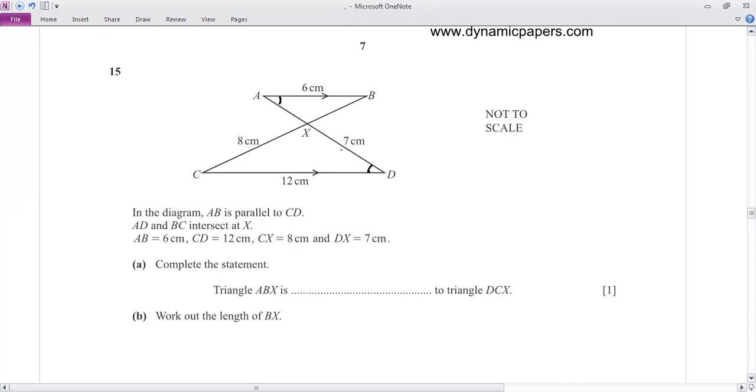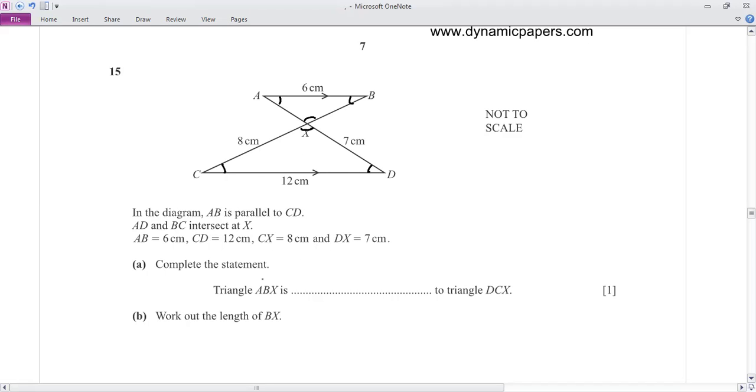This angle and this angle will be equal. Okay, alternate angles. And similarly, this angle will be equal to this angle. And of course, this angle is already equal to this angle. So in that case, we can say this triangle, ABX and DCX, these triangles, we will say, are similar triangles.